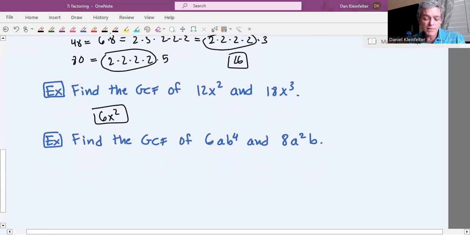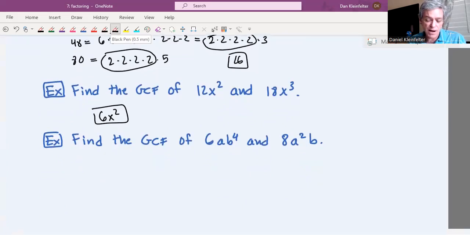Okay, the next one, there's a number part, powers of a as a factor, and powers of b as a factor. We want to take a look at the greatest common factor of 6 and 8 first. 6 and 8 are both divisible by 2. That's the largest number that divides into both. And then a and a squared, we'll take the smallest power of a that we have.